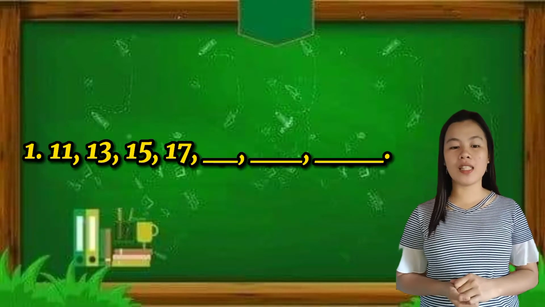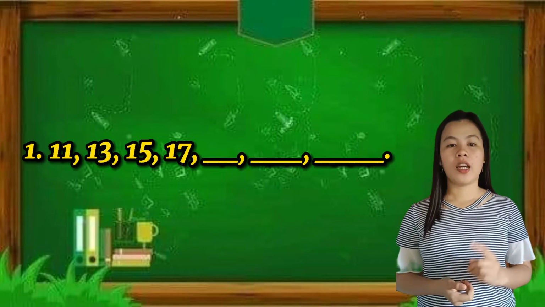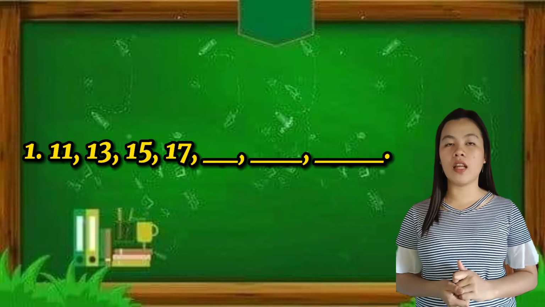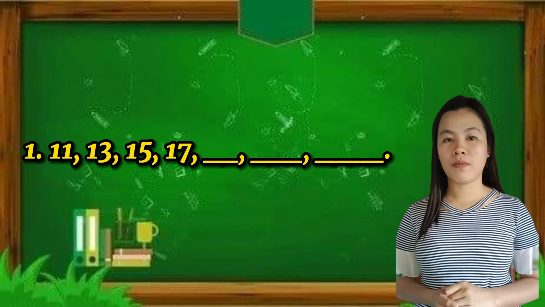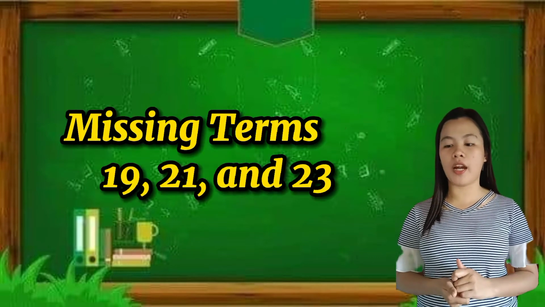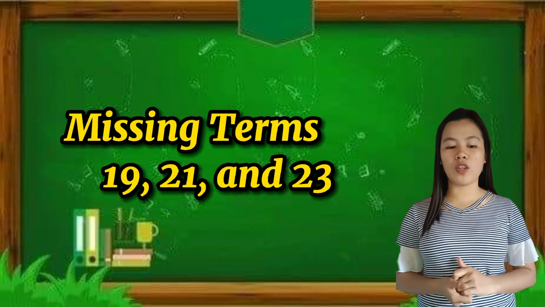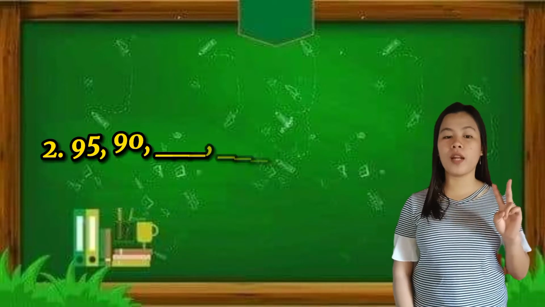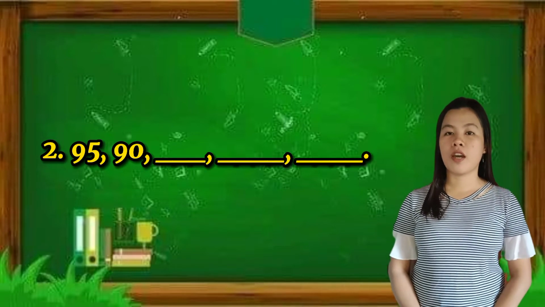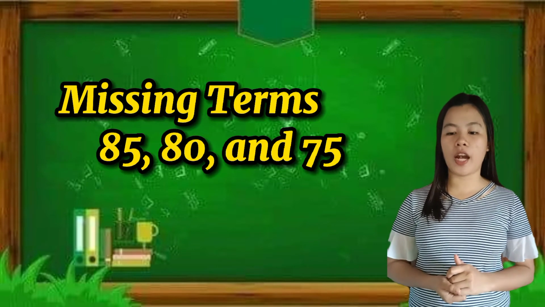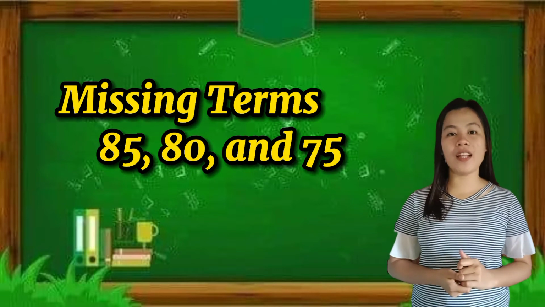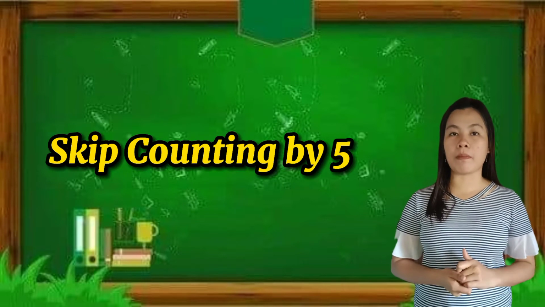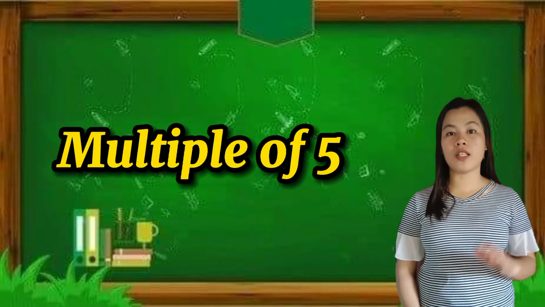In number 1, class, what is your answer? In 11, 13, 15, and 17, what are the missing terms? Yes, the missing terms are 19, 21, and 23. This is a sequence of odd numbers. In number 2, class, what are the missing terms? Very good. The missing terms are 85, 80, and 75. These are skip counting by 5. These numbers are all multiples of 5.